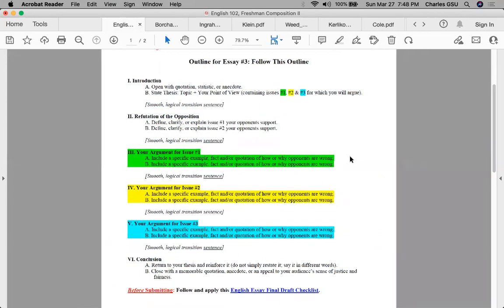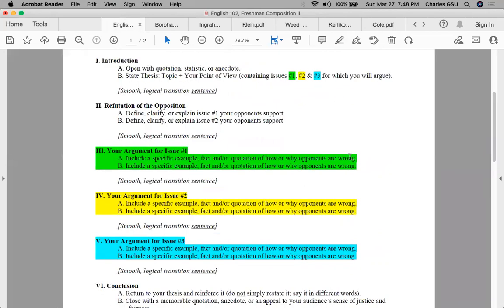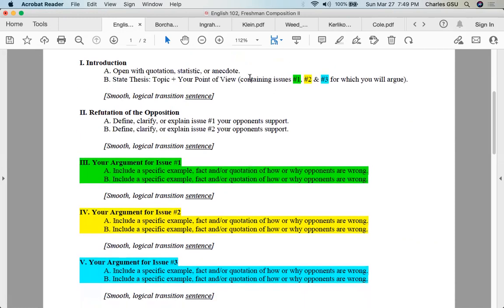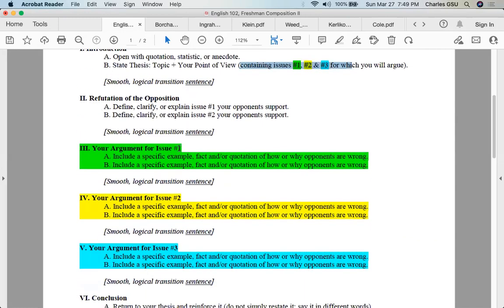What you will need to do is come up with 3 reasons in your thesis statement here. Choose any 3 reasons for or against of why we should or should not legalize recreational cannabis. And those 3 reasons, 1, 2, and 3, will form your paragraphs 3, 4, and 5 with evidence and data supporting those reasons.